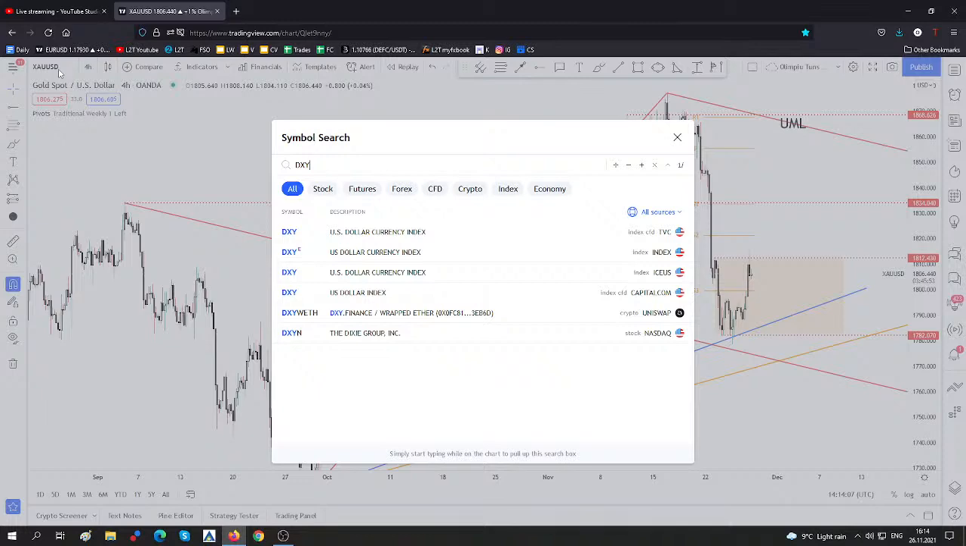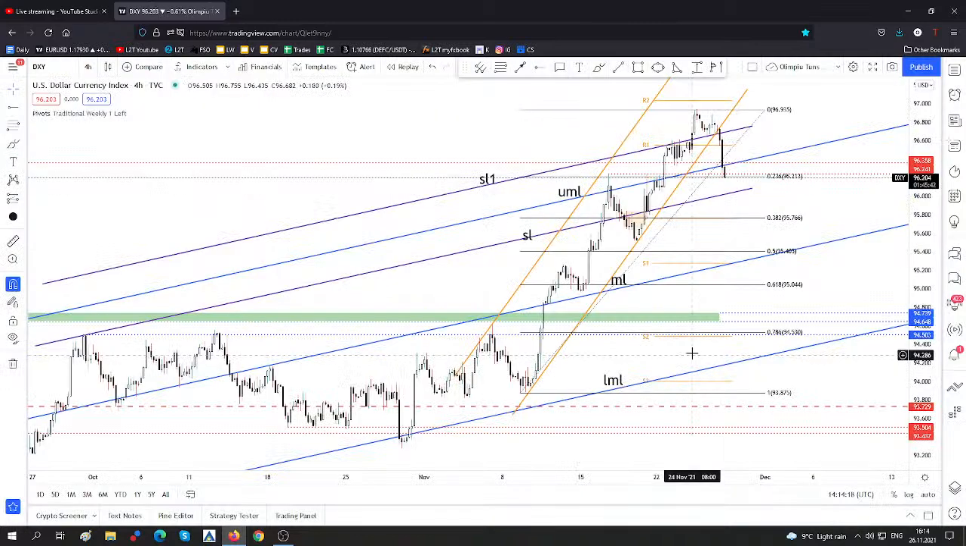And if we are talking about the euro versus the US dollar, when the dollar index drops, guys, we have a strong negative correlation between the dollar index and the euro versus the US dollar. And when this index drops, the euro versus the US dollar increases. So let's take a look.